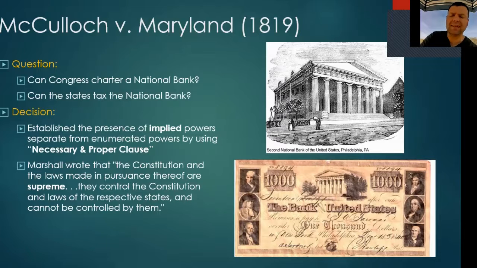And then a secondary issue had to do with states' rights to tax that bank. Since it sat within the state's borders, could it be taxed? And the court said no, because of the supremacy clause. Because it was a federal institution, the states had no power over it. Therefore, they could not tax it. So that goes back to federalism and the idea of supremacy of the national government.